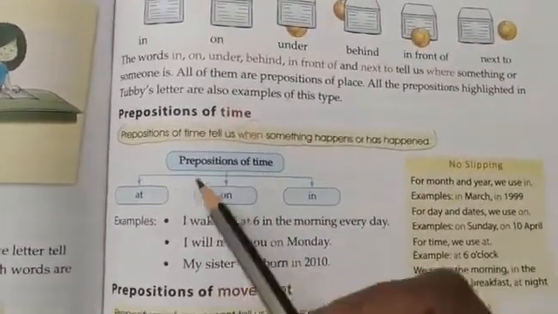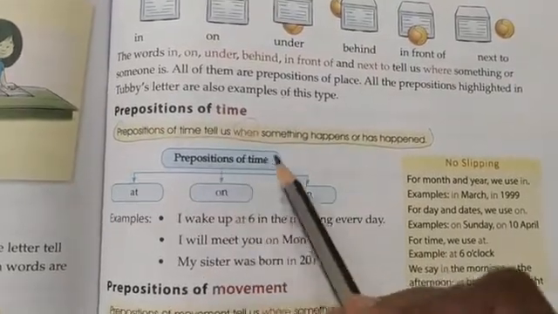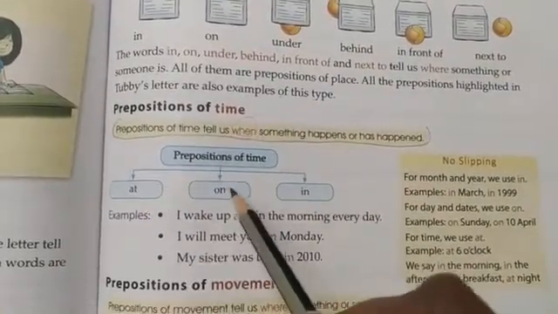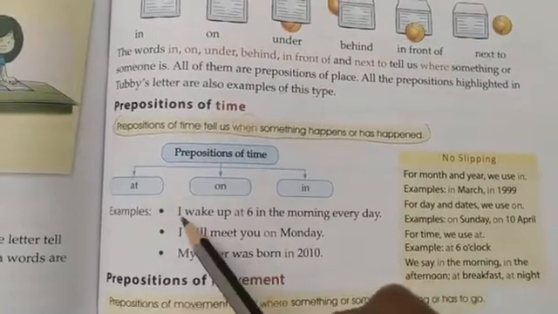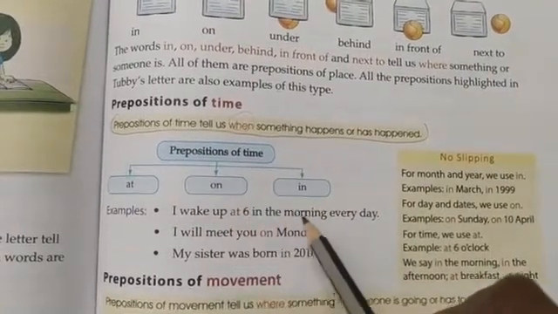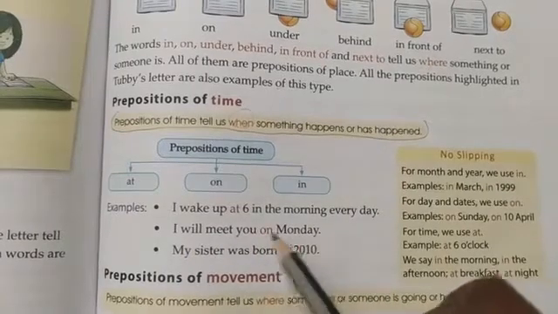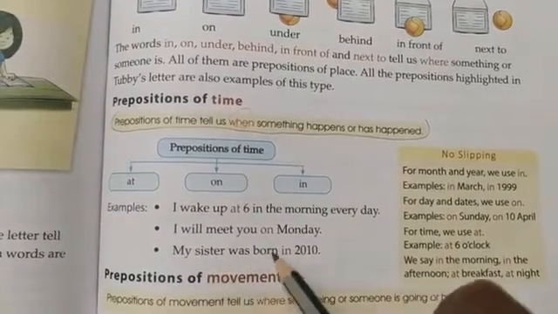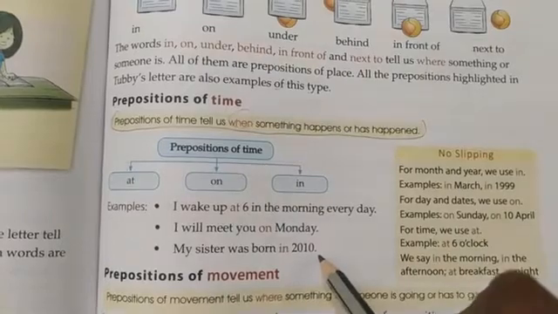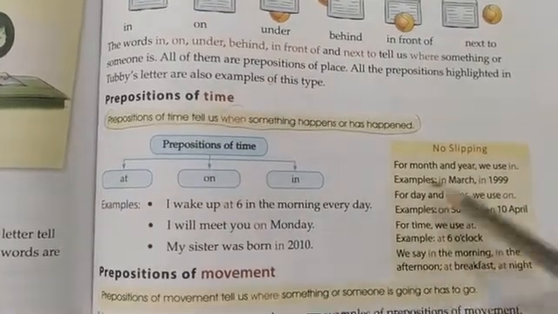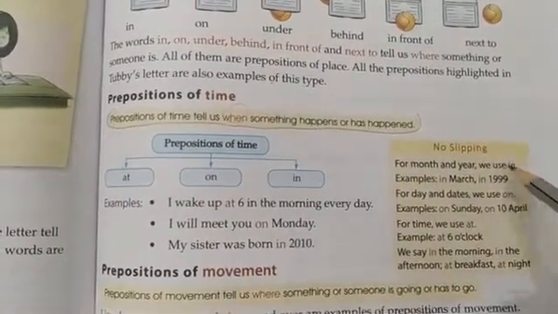So these three prepositions are used as prepositions of time: at, on and in. I wake up at 6 in the morning every day. I will meet you on Monday. So you see, on. My sister was born in 2010.